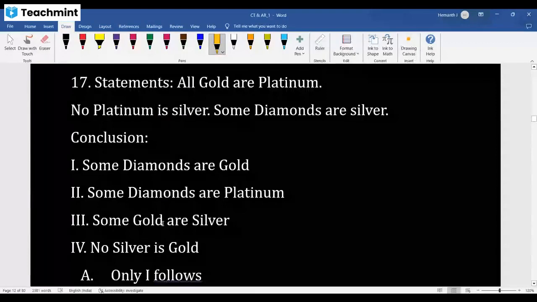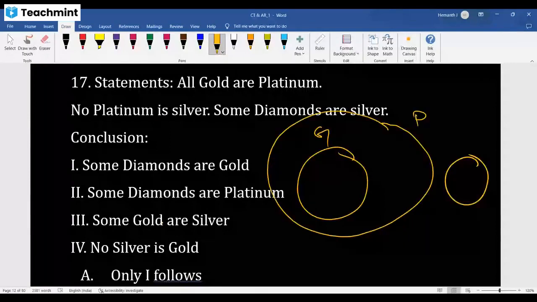All gold are platinum. No platinum is silver. Obviously, no silver is gold. That is also correct. The fourth one is also definitely correct. Conclusion 4 is also correct: no silver is gold.